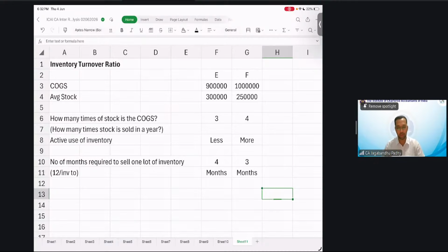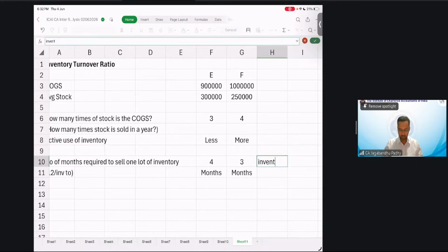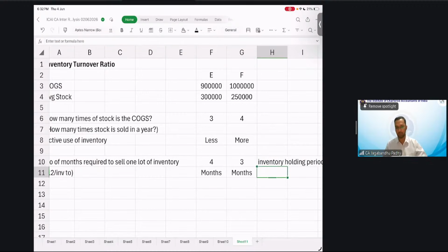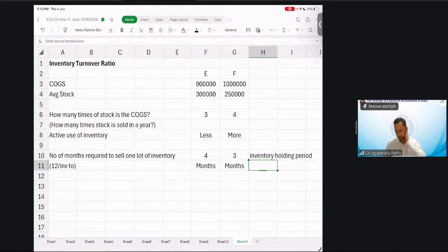The number of months required to sell one lot of inventory is 4 months in case of company E and 3 months in case of company F. And this is what we call the inventory holding period.